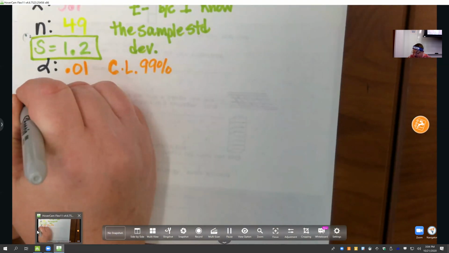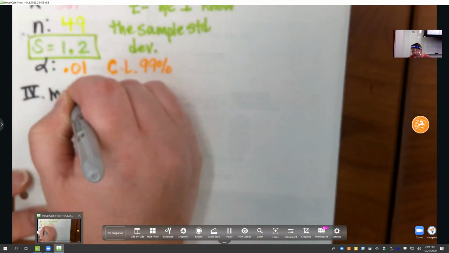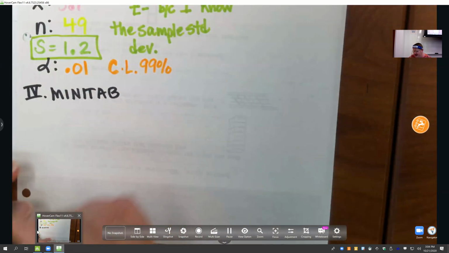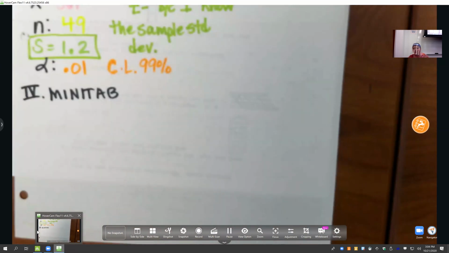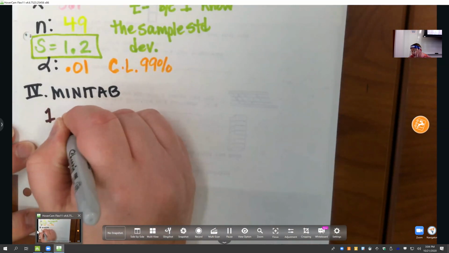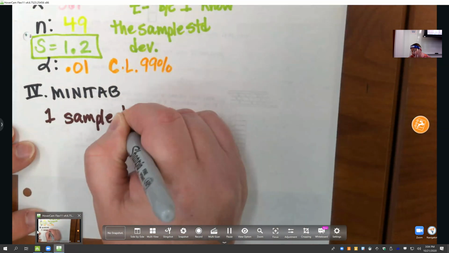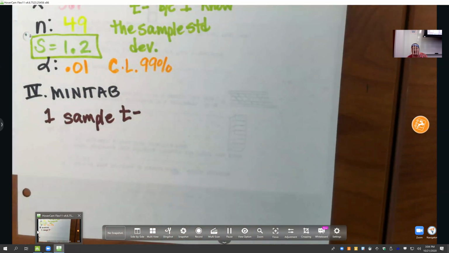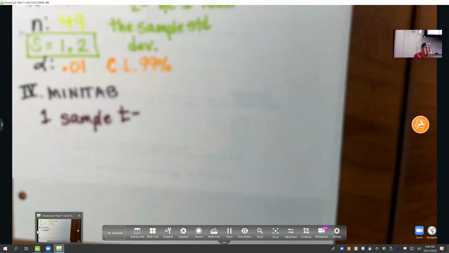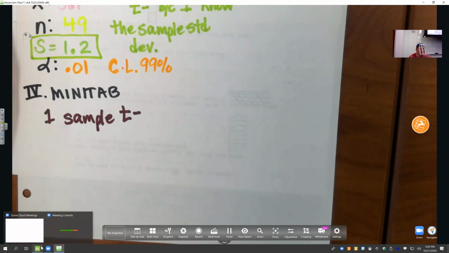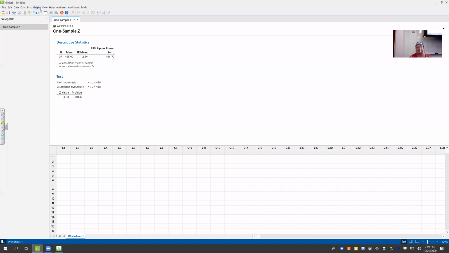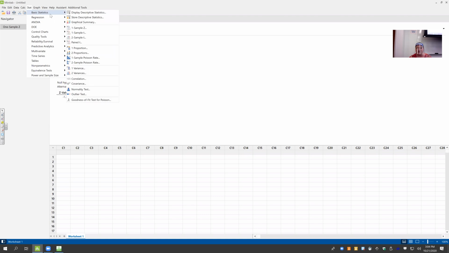Now, the process then is we're going to do the calculation in Minitab. The process is the same, except you're going to choose one sample T instead of Z. It's the same process, but instead of one sample Z, you're going to do one sample T. Pretty much similar to what we did with our confidence intervals. So we go Stat, Basic Statistics, One Sample T.